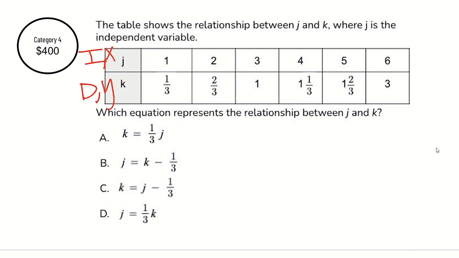IX, DY. Okay, so where J is, it even tells us, look how nice they are. Where J is the independent variable. That's very nice. I know. We already did it though. Which equation represents the relationship between J and K?